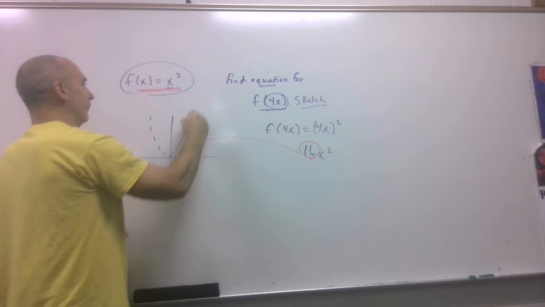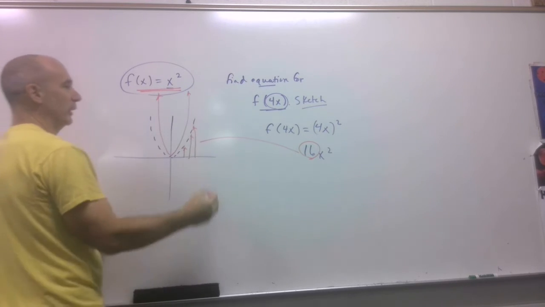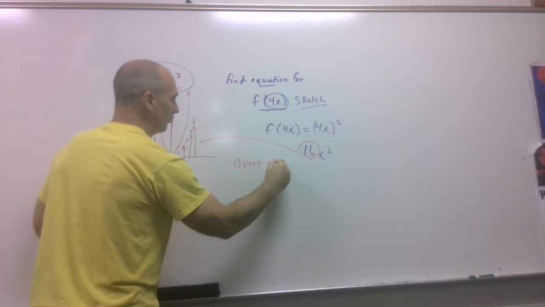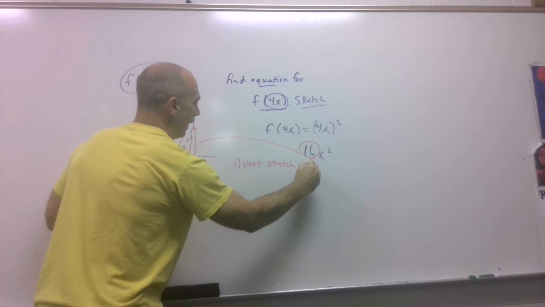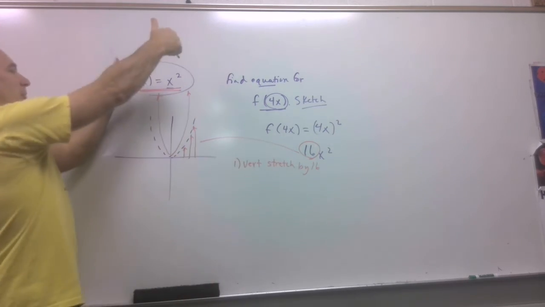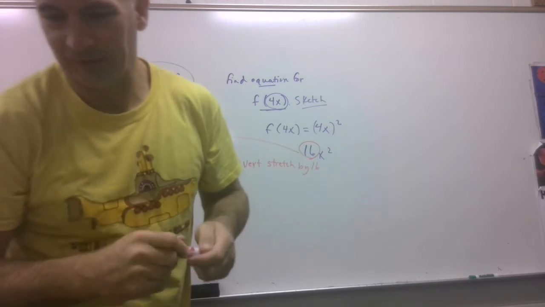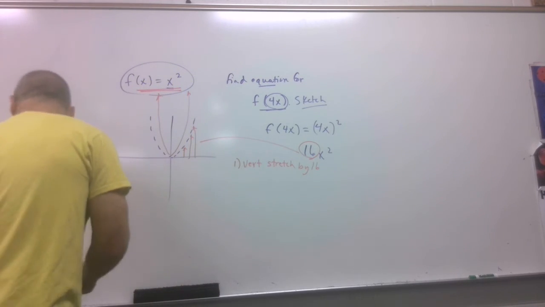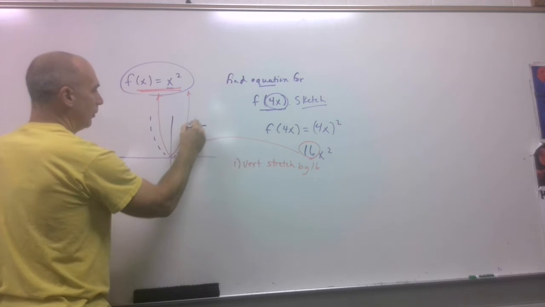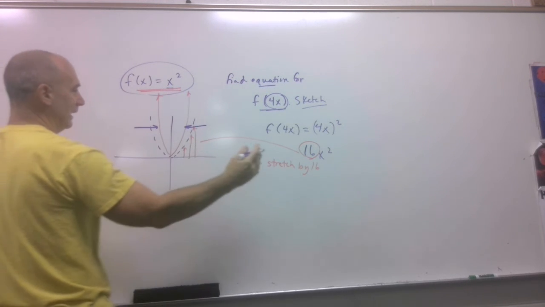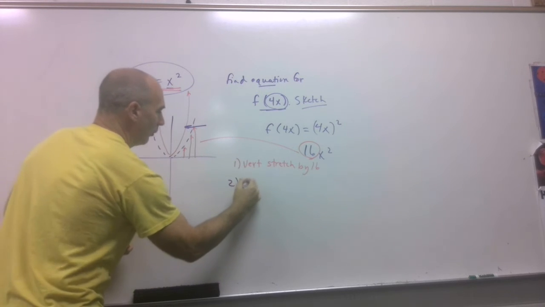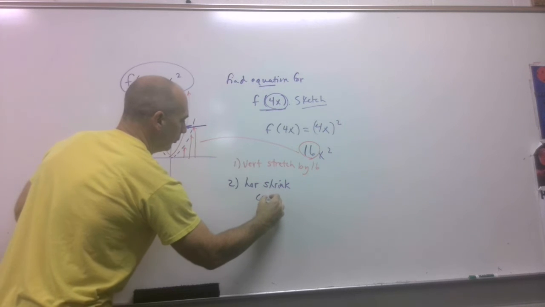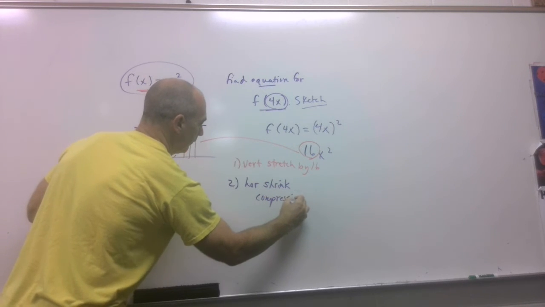So that would make it a lot skinnier, which skinnier means two things. That's called a vertical stretch by 16. The y's are going up by a factor of 16. And the other thing I want to talk about, and this is the grand finale, is what happened horizontally. Horizontally, it's getting shrunk. So I could say that's a horizontal shrink, and they do use the word compression, but now is where something gets interesting.